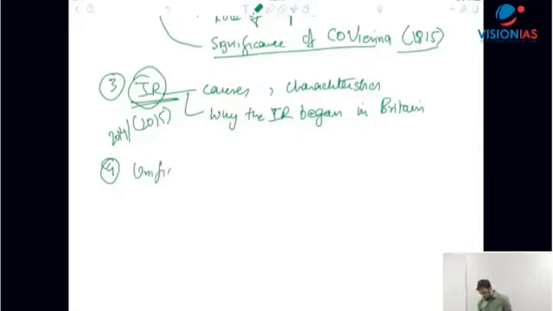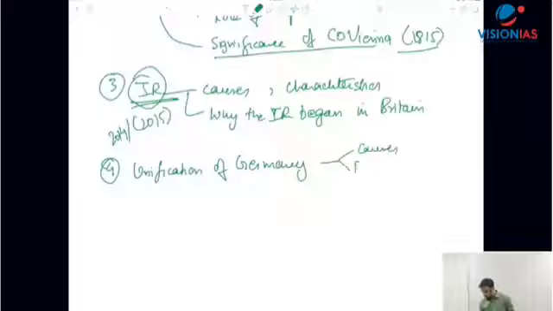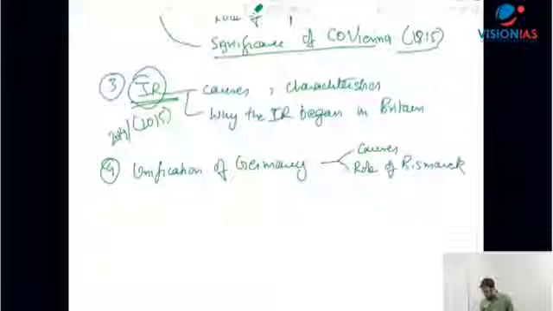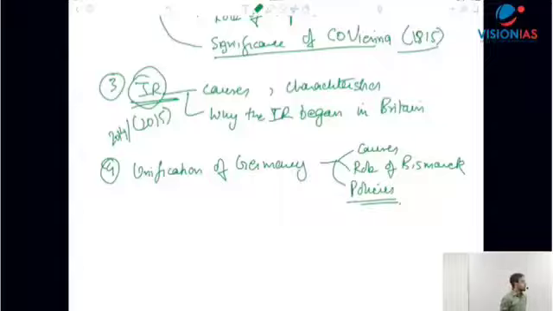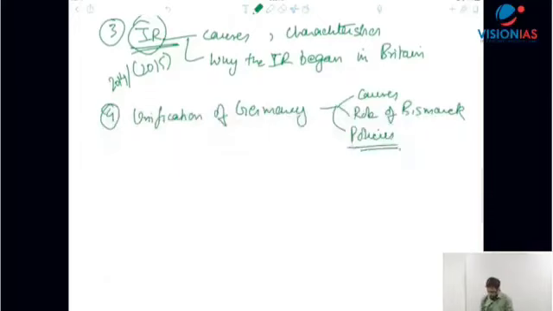Similarly, another topic which is important that we're going to talk about after this is the unification of Germany. Here also we talk about causes, the role of Bismarck in the unification of Germany and the policies followed by him. Similarly, another topic that we're going to talk about is the unification of Italy.